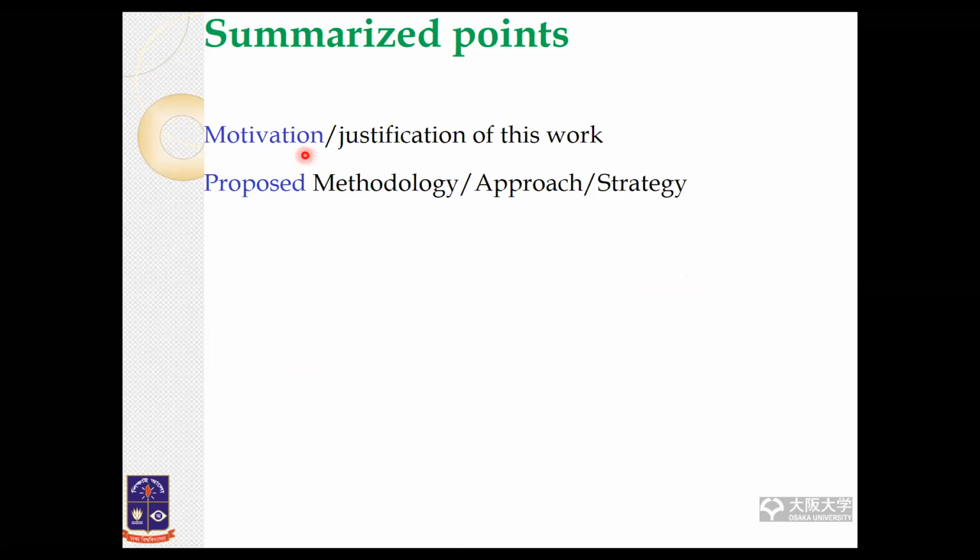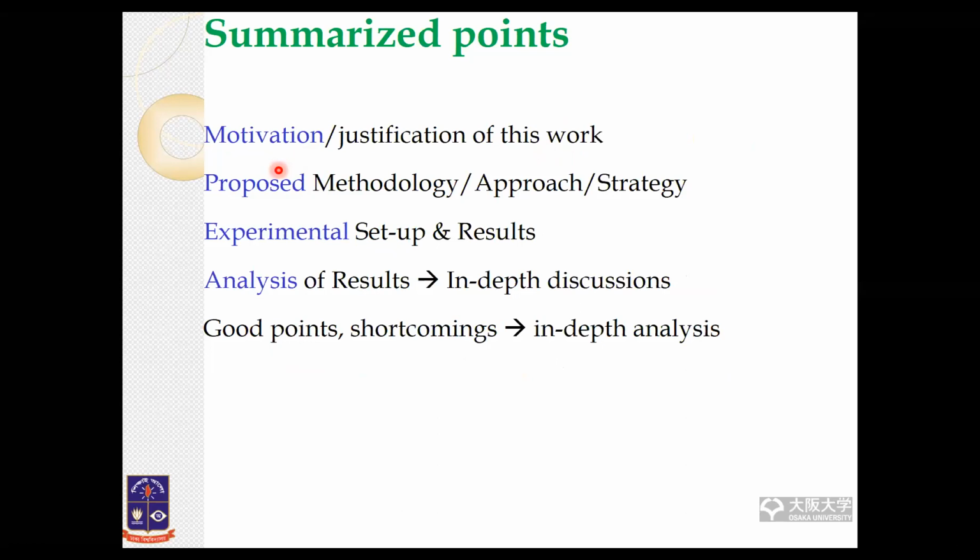Then motivation or justification of the work is needed. You need to justify your work based on the related work. If you say that your research work, your paper, is excellent or good, but at the same time there are many other papers that did better than you, then definitely it's not good. So you smartly mention your motivation or justification of the work. Then you propose your methodology, approach or strategy, and go for experimental setup or results, analysis of results, and in-depth discussion.